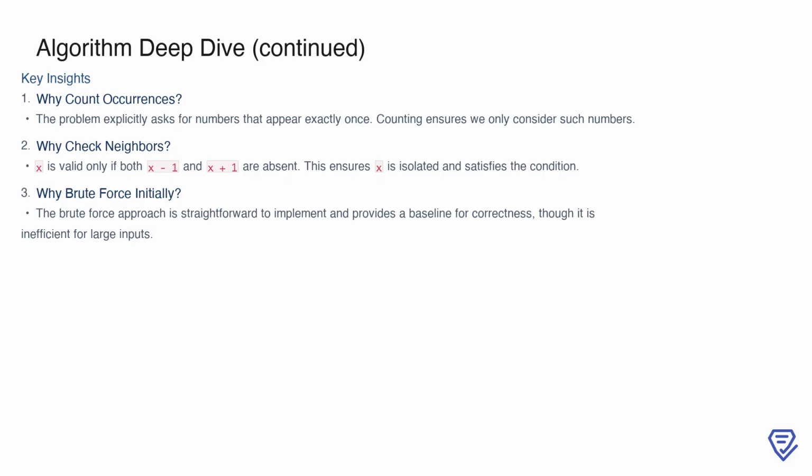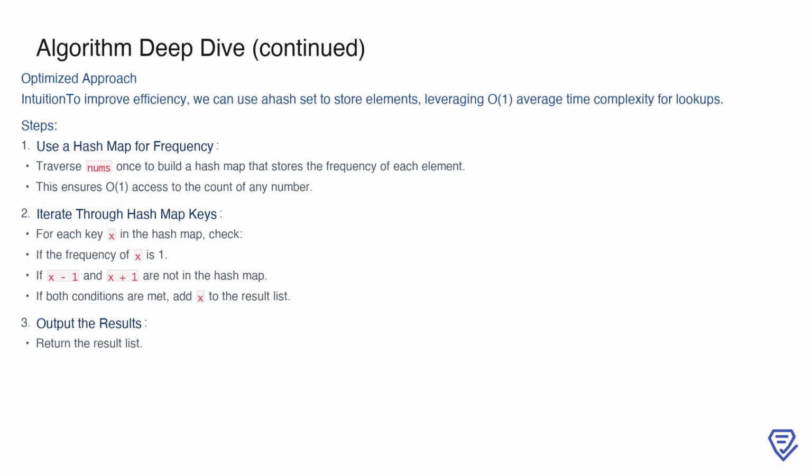To improve the efficiency of our solution, we can leverage a hash map, which allows for O(1) average time complexity for both storing and looking up values. The optimized approach begins by traversing the array once to build a hash map that records the frequency of each element. This ensures that we can quickly retrieve the count of any number without iterating through the array multiple times.